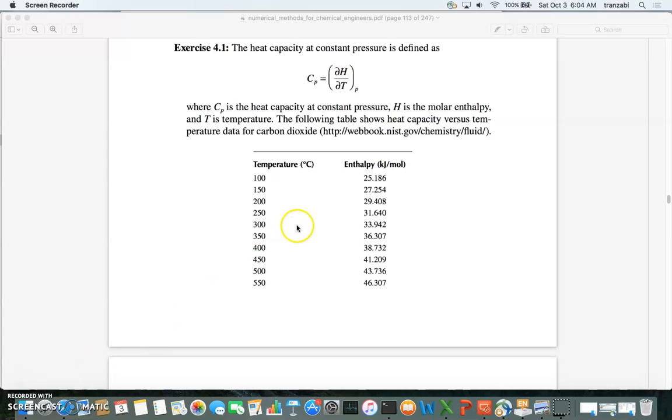We want to calculate the heat capacity at constant pressure, which is given by the derivative of enthalpy with respect to temperature. So if enthalpy is given in this table, like this is H, this is temperature, and we want to calculate the derivative of enthalpy with respect to temperature at a constant pressure. So we need to use numerical derivatives because we don't know the analytical form for enthalpy. Okay? All right.